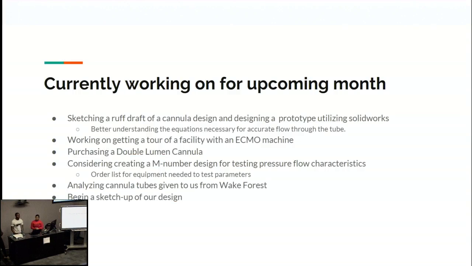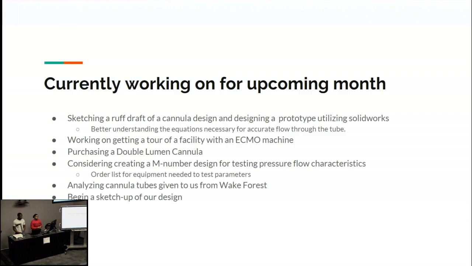All right, and here are a couple of things that we plan on accomplishing within the next month. We want to get, like we said earlier, a rough draft of a new innovative design of the cannula tube that we plan on creating. And we need to better understand the equations for fluid flow and accurate flow through the tube for this. We're working on getting a tour of a facility with an ECMO machine, but that's kind of already been accomplished.